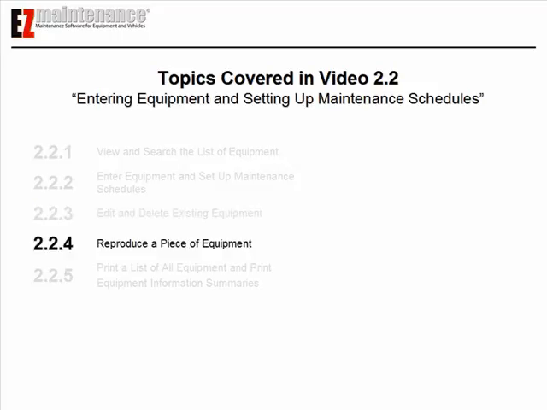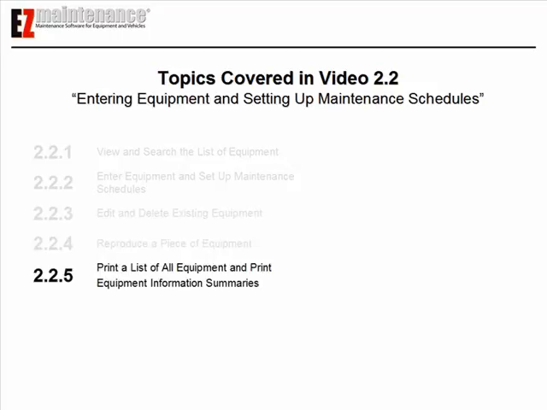Also, if you want to enter pieces of equipment that are similar to one that you already have entered, you can also reproduce that equipment instead of having to enter all of the details for the new equipment over and over again. We'll also show you how to print a list of all equipment entered and how to print information summaries for each piece of equipment.